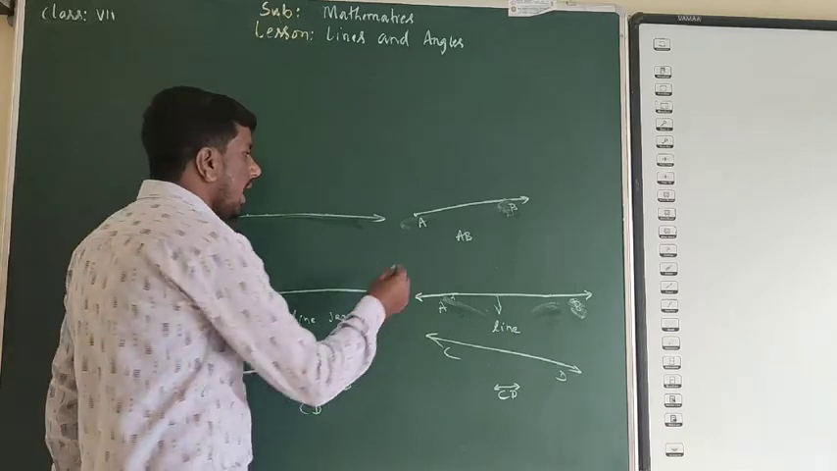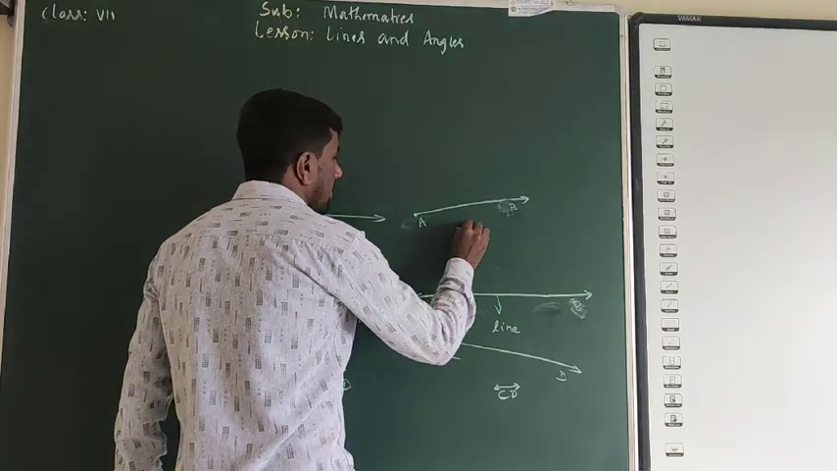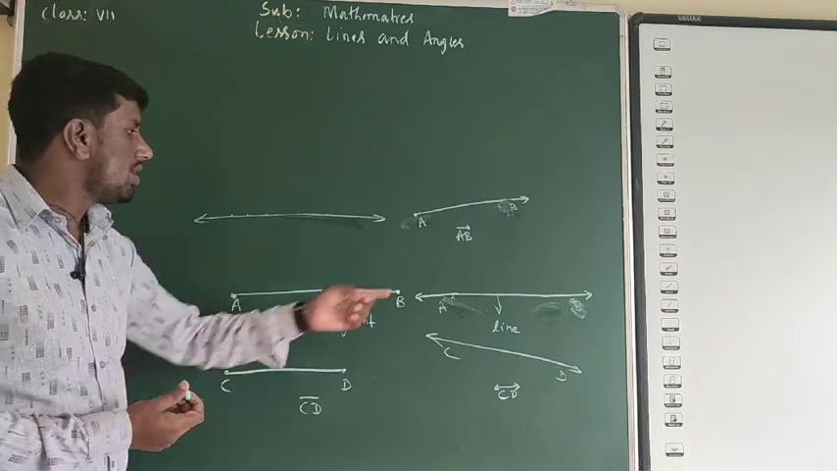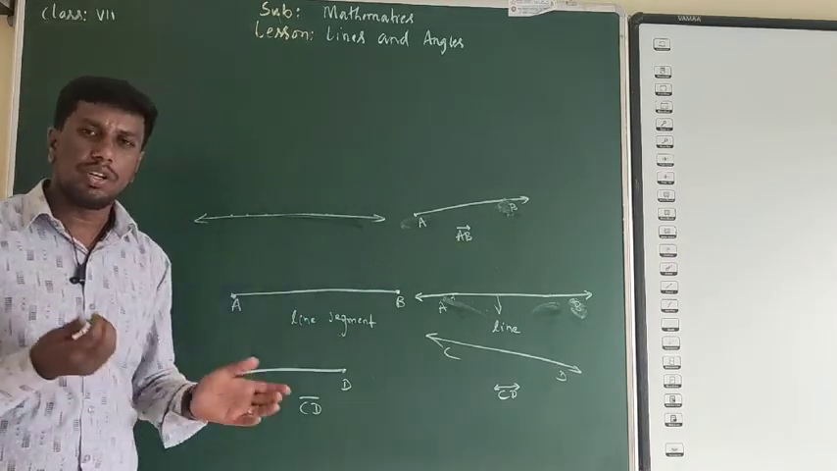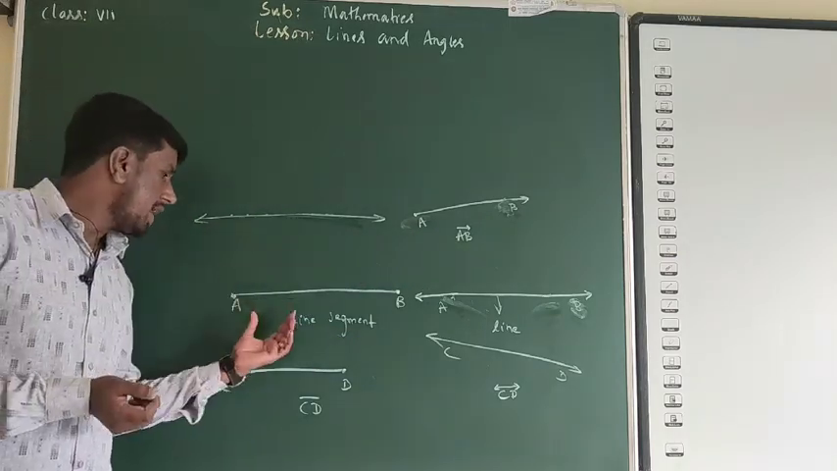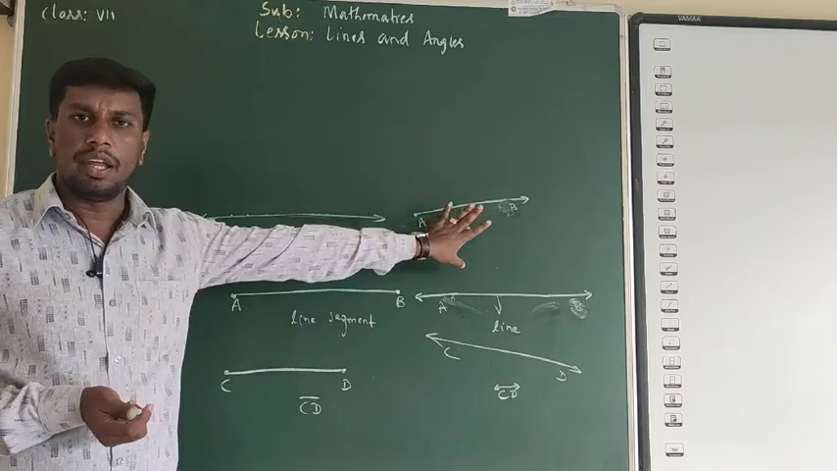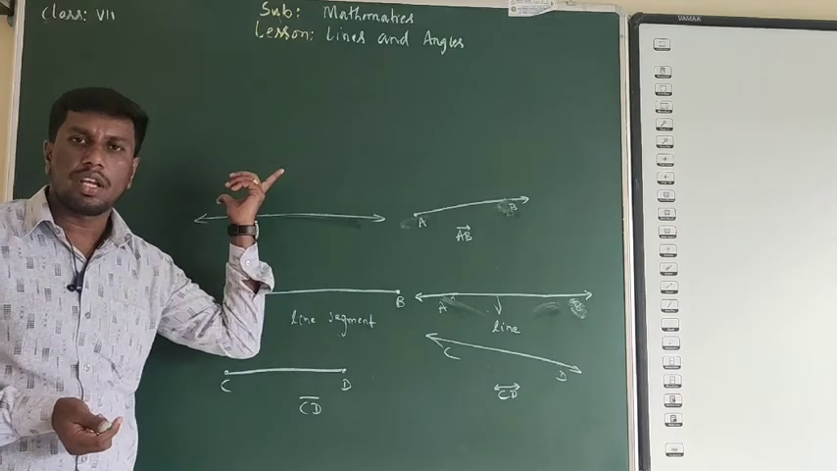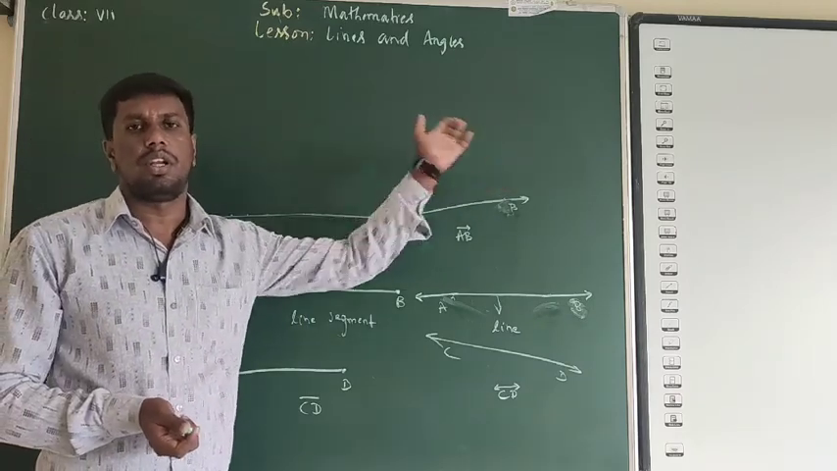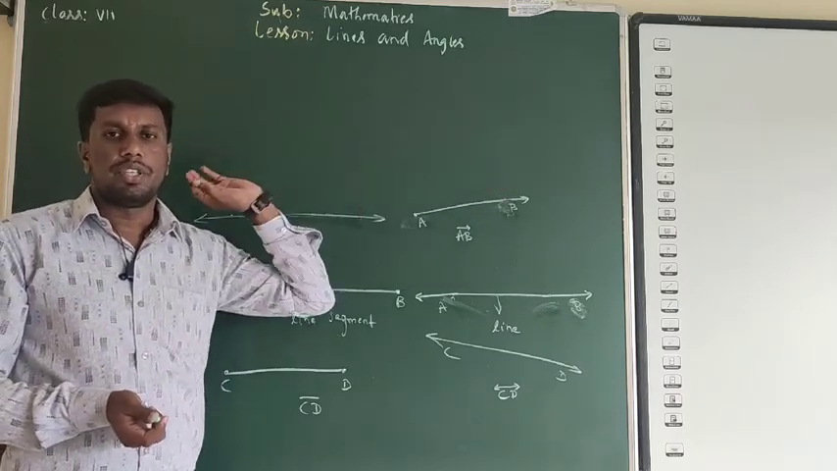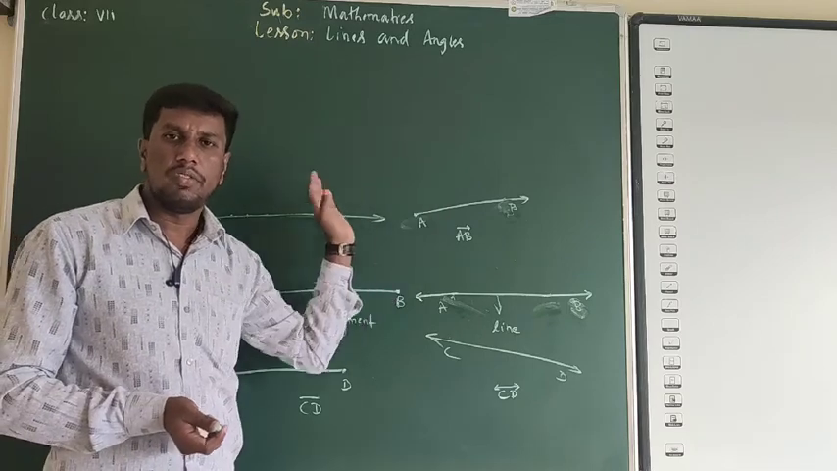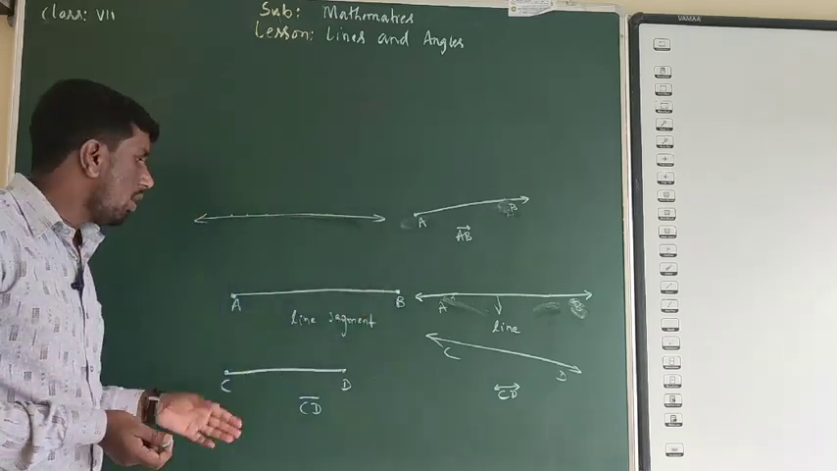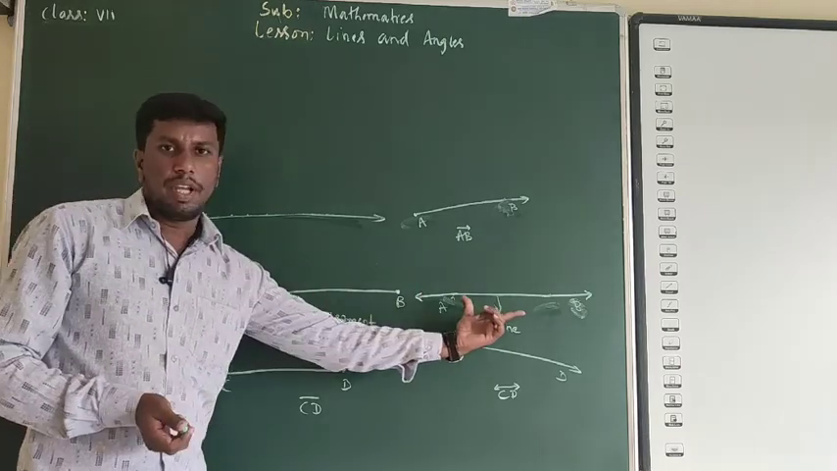So similarly for the ray, one side has an endpoint, the other side is endless, doesn't have any endpoint. So that is a ray. So you understood the difference between line segment, line and the ray. A line doesn't have any endpoints. In fact, a line is a collection of points which has a length, but it doesn't have any width or thickness. That is the first point. The second point, a line doesn't have any endpoints.